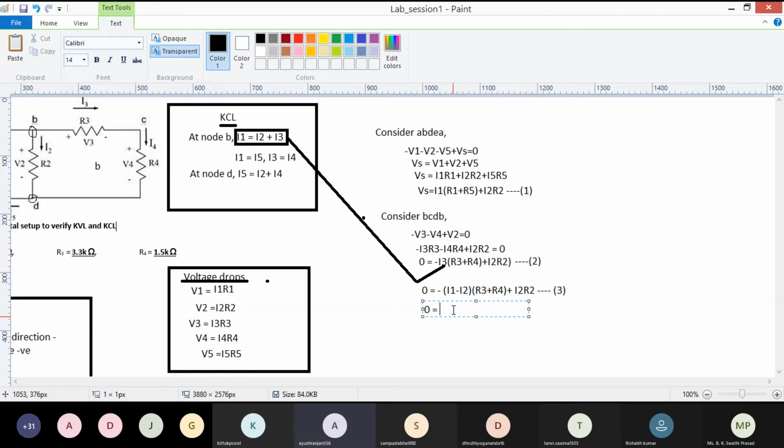Ma'am, can I answer it? Yeah, please. Tell me. Minus I1 R3 minus I1 R4 plus I2 R3 plus I2 R4 plus I2 R2. Can you tell me the overall equation? Yes, ma'am. Just a minute, please. Minus I1 into R3 plus R4, plus I2 into R3 plus R4 plus R2.